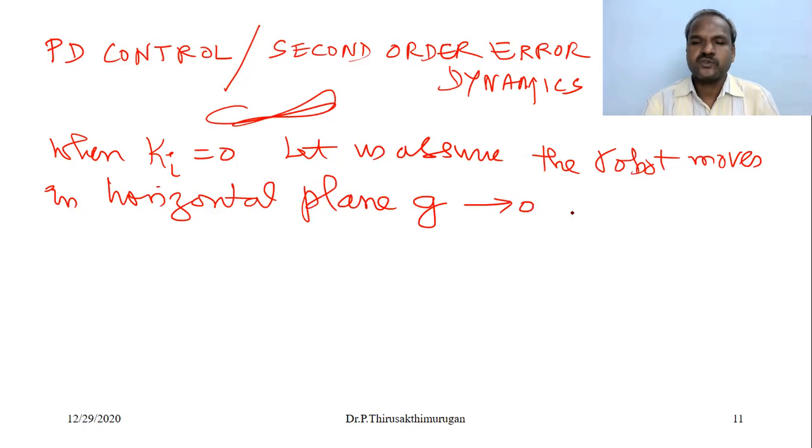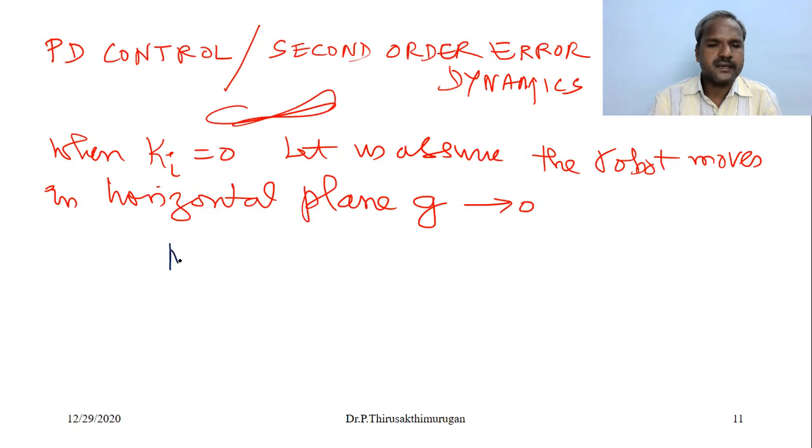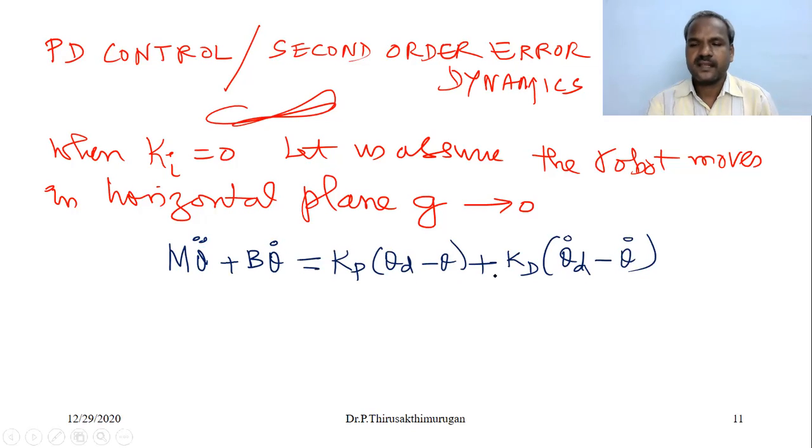G equals 0. Substituting the PD control law into the dynamics, in the previous case we had velocity error, position error, everything. So it becomes m theta double dot plus b theta dot equal to Kp times (theta d minus theta) plus Kd times (theta d dot minus theta dot). Okay, we are introducing the control law into the dynamics.